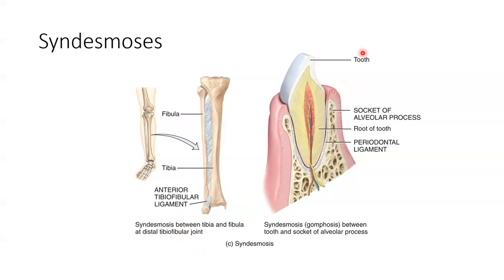Another example is our gomphosis. We've talked about this one already, which was the joint between the tooth and the respective jawbone. And in healthy teeth, this joint permits no movement.